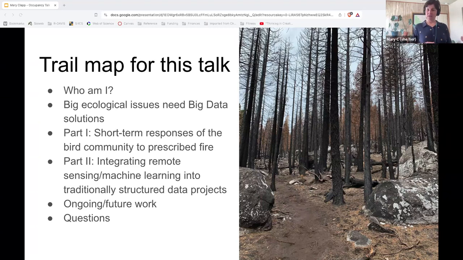Without our acoustic data, so what we're able to learn from point count data or traditional data only, and then I'm gonna show you how we integrated that remote sensed data into our workflow for better inference. And I'll spend a little bit of time talking about some conclusions, recommendations, and a lot of ongoing work that we're still doing in this sphere, and then have some time for questions.